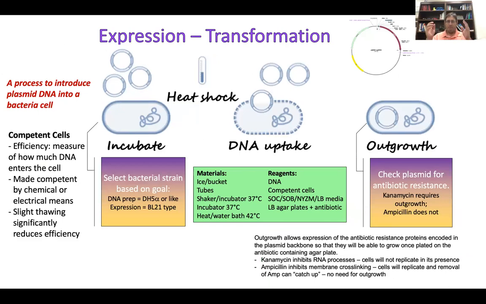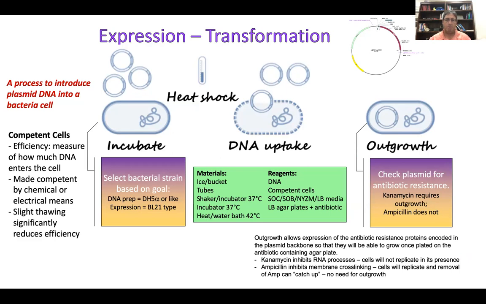So now we know we've got the right strain, whether it's DH5 alpha for DNA work, or a BL21 or one of these other odd strains for making protein. Now we've got to get the DNA into the bacteria cell. That process is called transformation. It's a fairly simple way to introduce DNA into a bacteria cell. It's really 3 steps. We take the bacteria and mix it with the plasmid DNA.